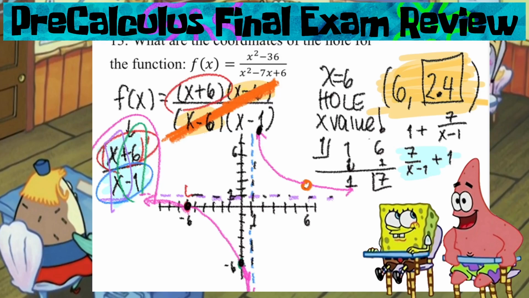Our domain, if you needed it, would be from negative infinity until 1 with a parenthesis, then parenthesis 1 until 6 with a parenthesis, union again, and then with a parenthesis 6 until infinity. That would be my domain. And my range from the bottom up would be negative infinity until 1 with a parenthesis, parenthesis 1 until 2.4 with a parenthesis, and then parenthesis after from 2.4 all the way up until infinity.